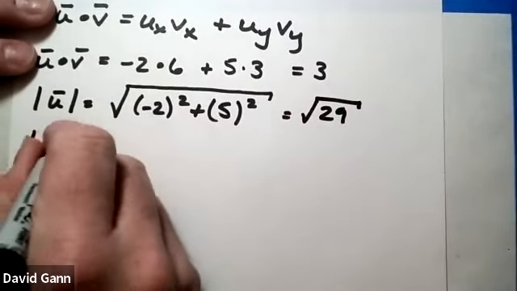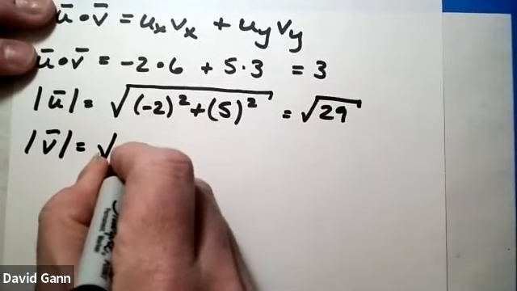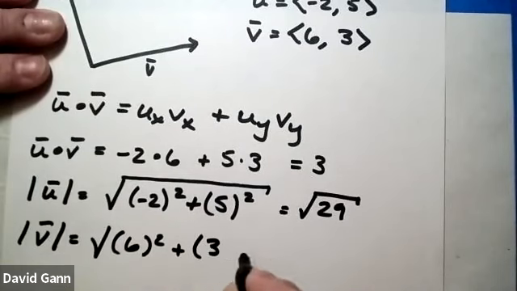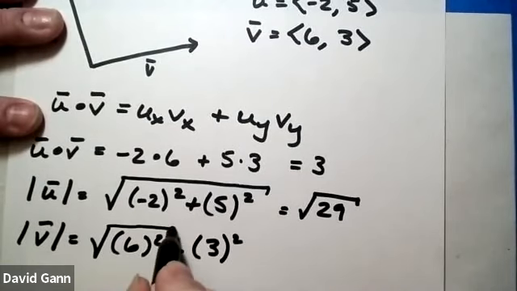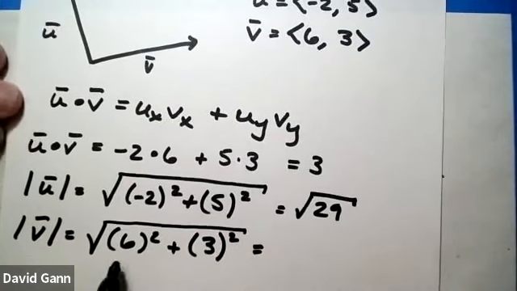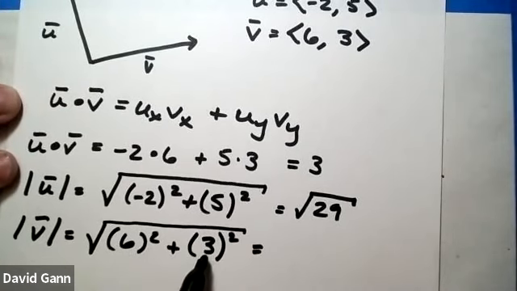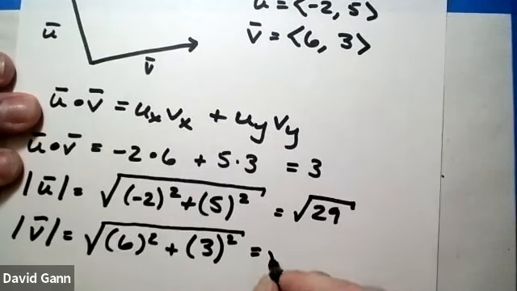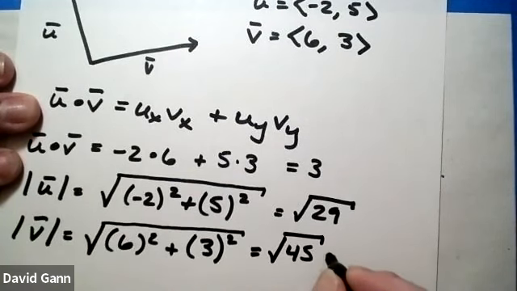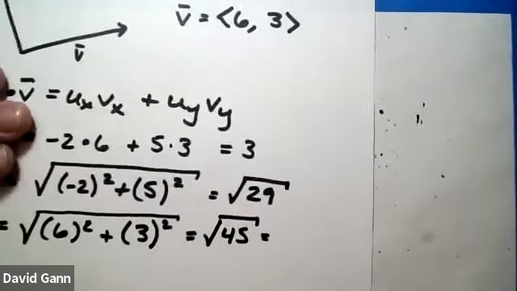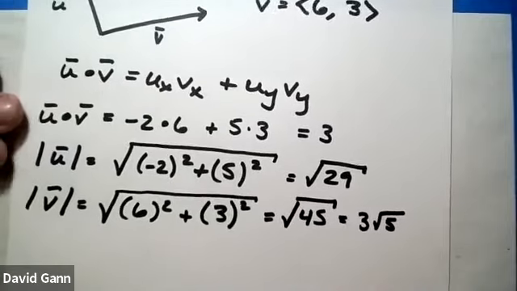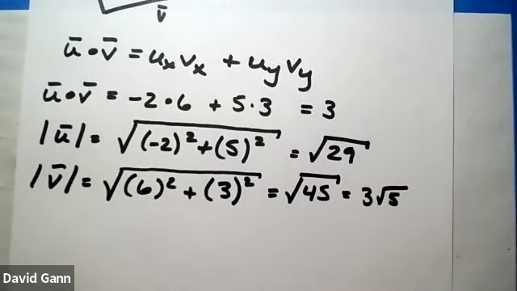And the magnitude of v is equal to the square root of 6 squared plus 3 squared, which I believe is the square root of, let's see, 36 plus 9 is 45. Is that right? Yeah, so 36 plus 9, 45, square root of 45, which reduces down to, I believe, 3 root 5. The simplification is not entirely necessary for what we're trying to do here.